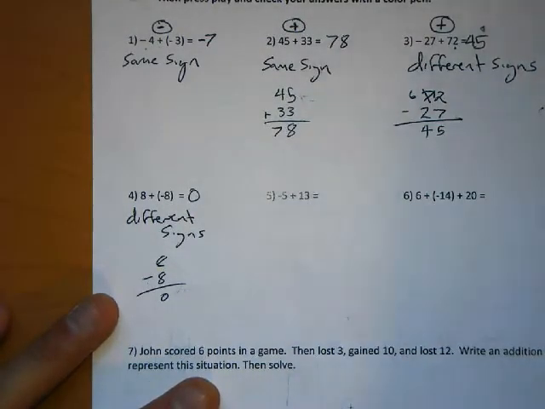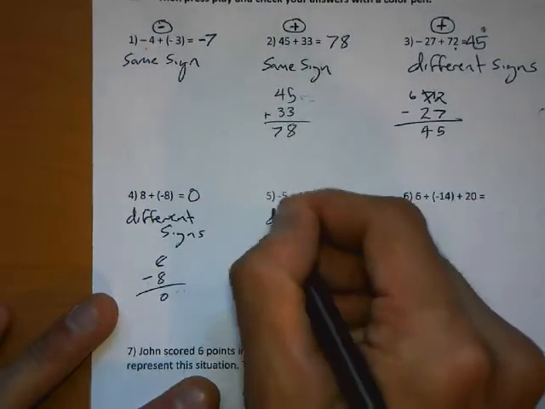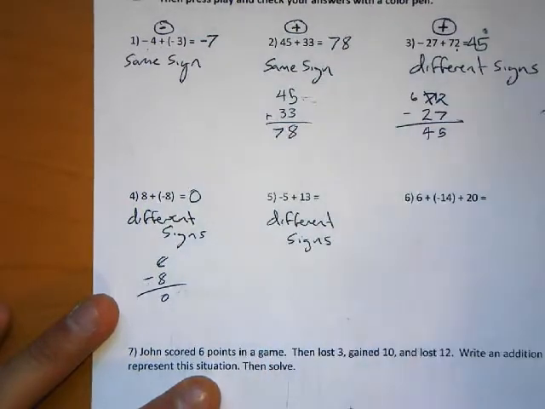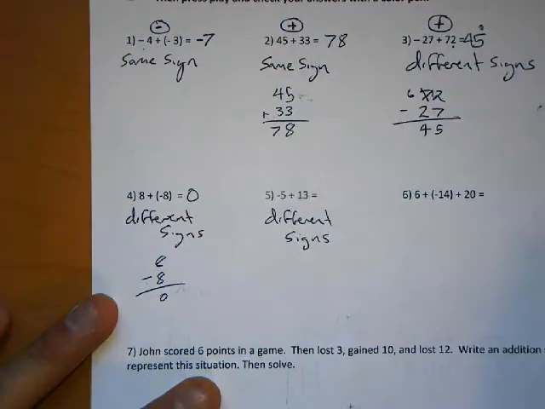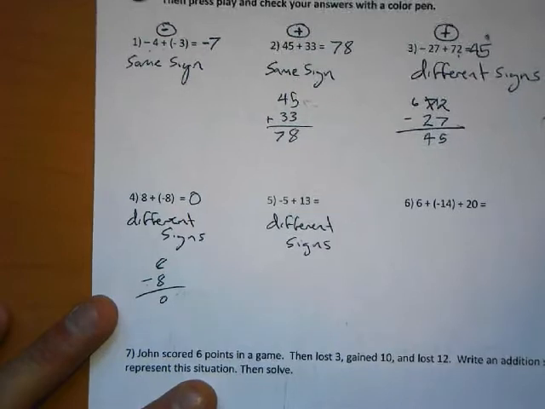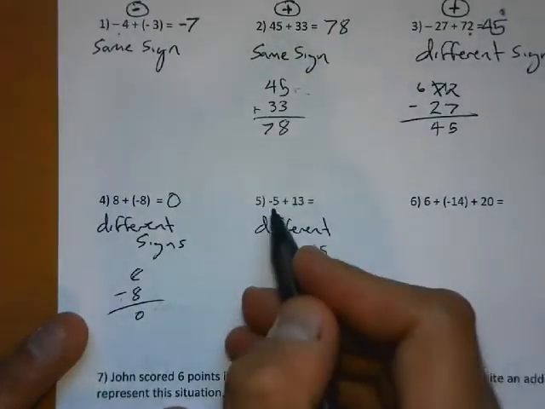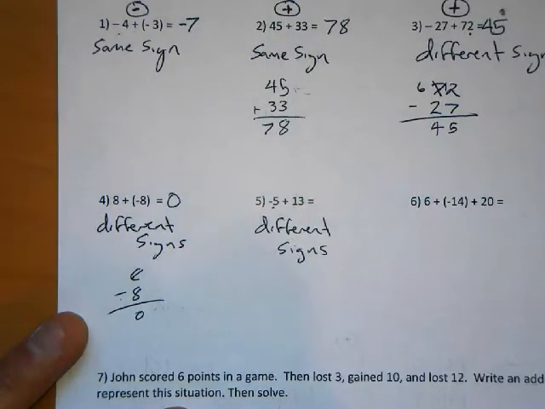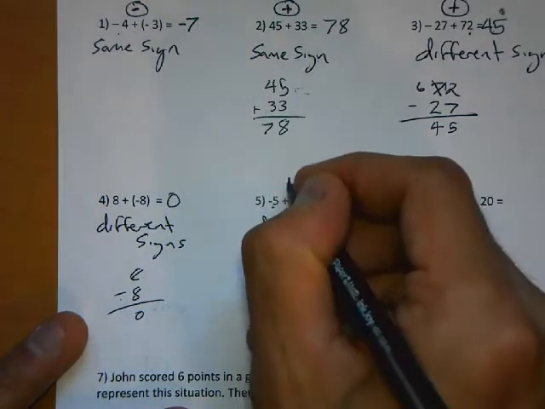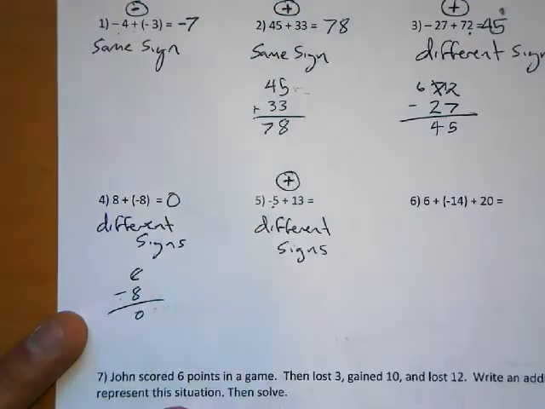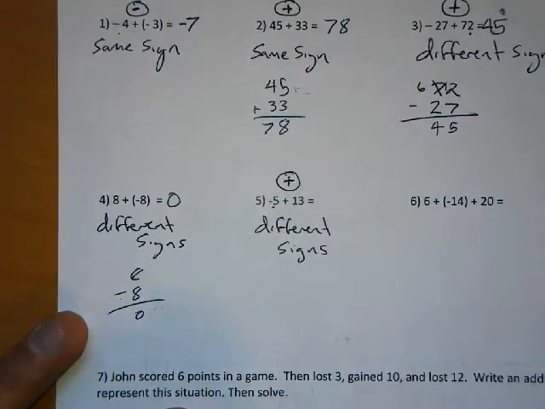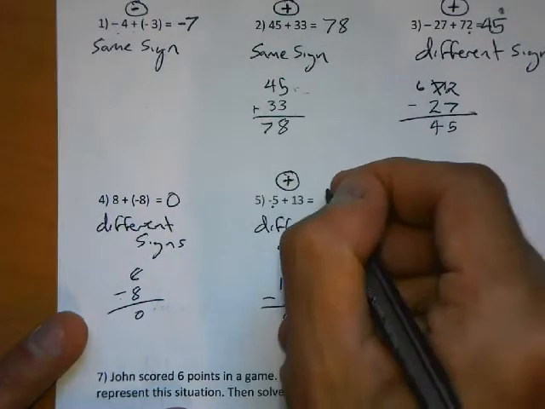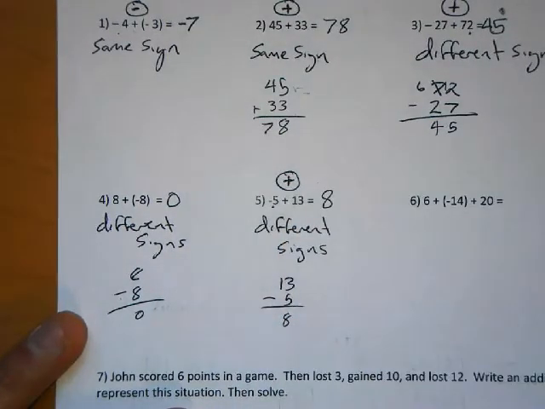Okay, -5 plus 13. They have different signs, and that means I'm going to find the difference. I'm going to notice that -5 has an absolute value of 5, and 13 has an absolute value of 13. So that means my sign is going to be positive, because the positive number has a larger absolute value. So now I'm going to do 13 minus 5, which is 8. It means my answer is positive 8.